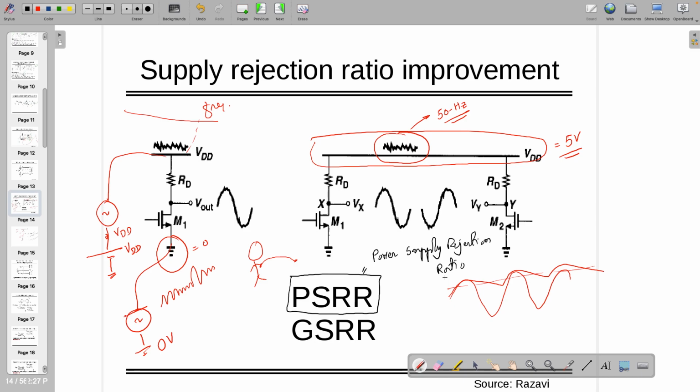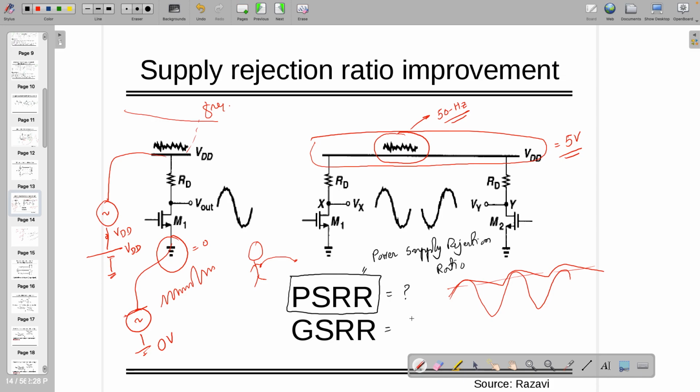So power supply rejection ratio, what is that equation? Okay, I'm keeping it to you people. What is the PSRR equation? Right? The differential gain, or the gain which we found because of the power supply fluctuation, has to be in some ratio. The other thing is GSRR.